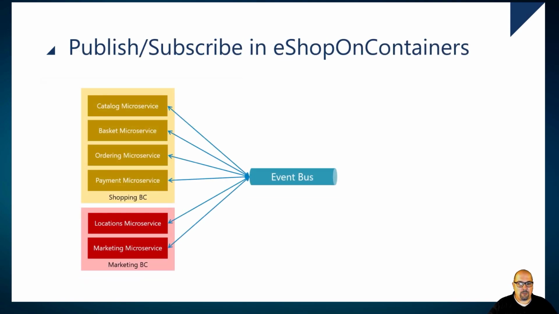Publish and subscribe in eShopOnContainers was used to send messages asynchronously between all the services. For implementing this, an event bus abstraction was created, and this event bus abstraction was basically used by all the services that needed to use messaging. Besides the abstraction, there were two implementations created, one for RabbitMQ and one for Azure Service Bus.